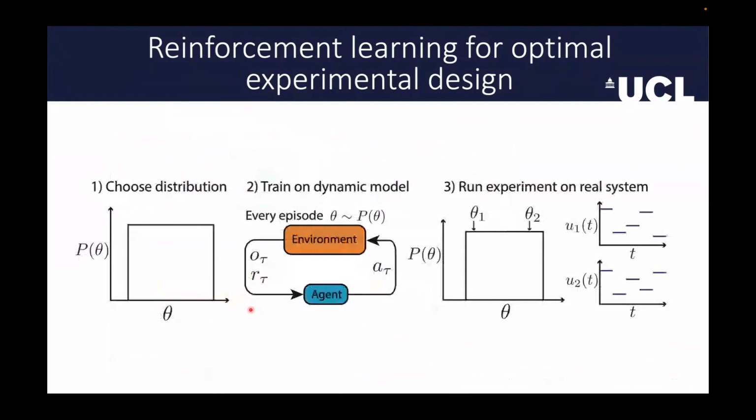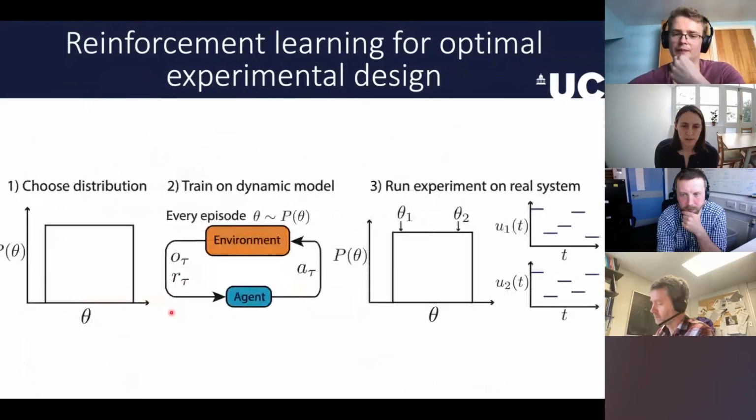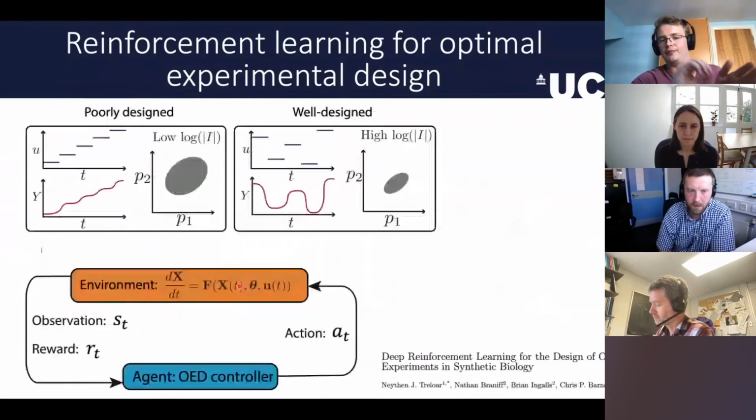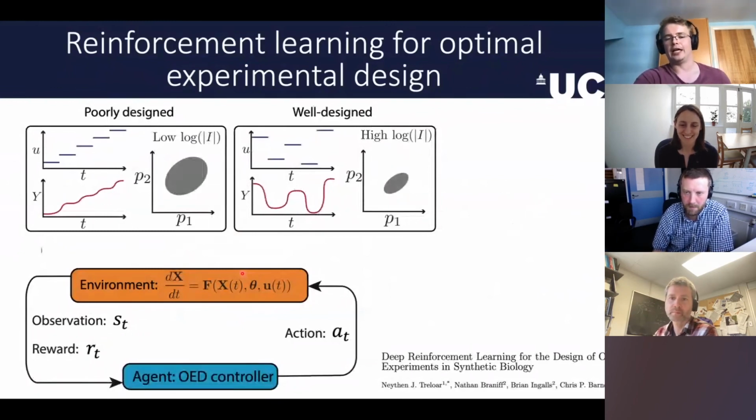There's a circularity here in that the best experiment is dependent on the parameterization of the system. But obviously, we can't assume that we know the parameterization beforehand, or there wouldn't be any point in doing a parameter inference experiment. There are a few ways around this without reinforcement learning, but we're looking at reinforcement learning as an alternate way around this.